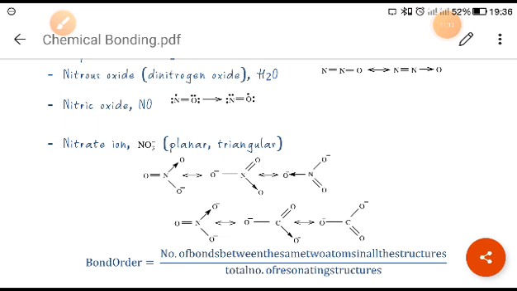Next is resonance energy. So what is resonance energy? Resonance energy is the difference in energy between the actual observed energy of the resonance hybrid and the most stable of the contributing structures. It is called what? Resonance hybrid, right? Means what?